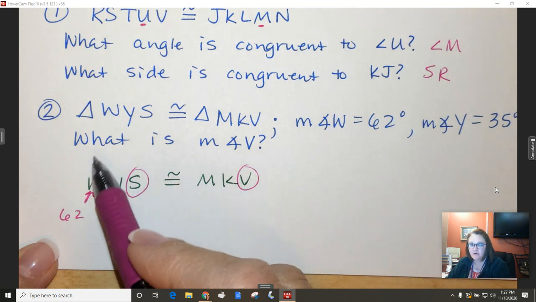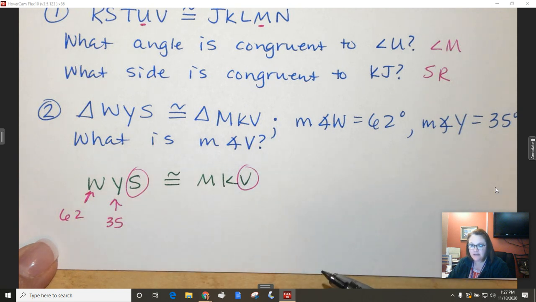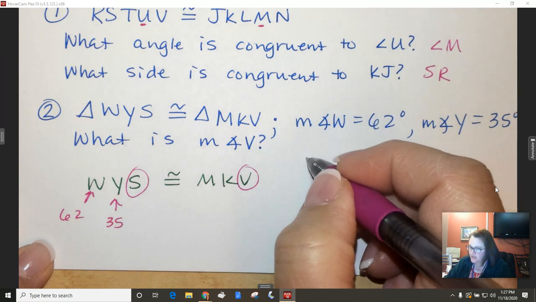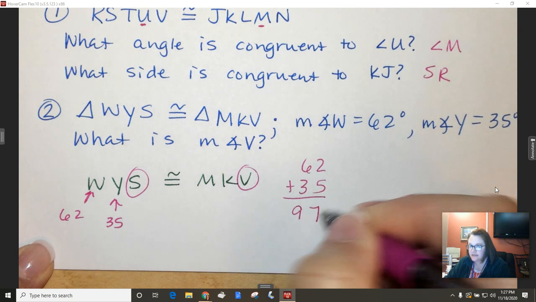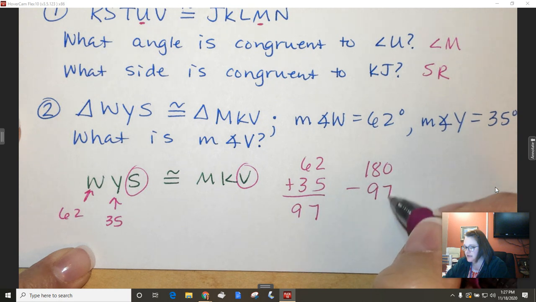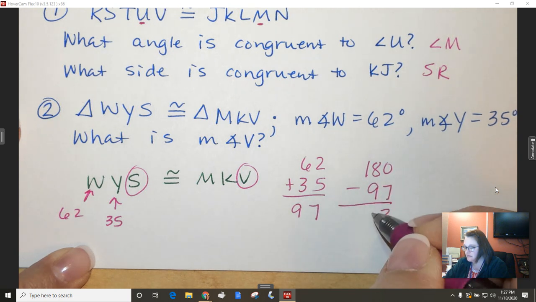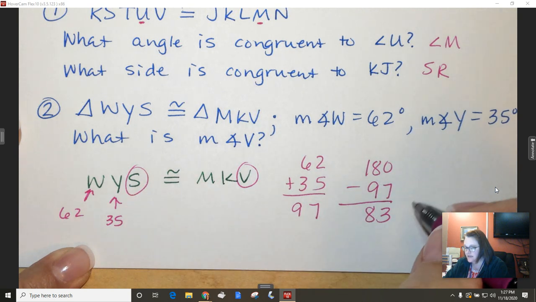Now in a triangle, the three angles of a triangle have to add together to make 180. Do you guys remember that rule? So if we add 62 and 35, we get 97, and then subtract that from 180, we get 83. So since S is 83, then V is 83.